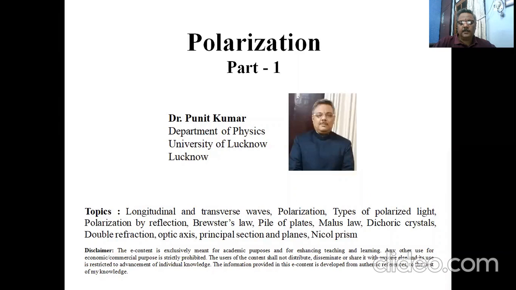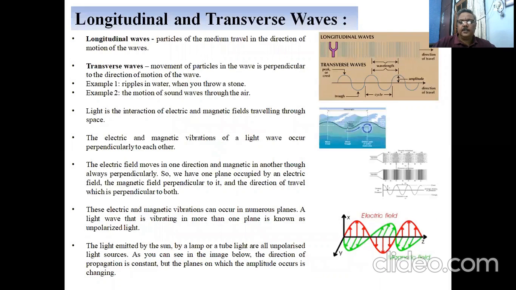polarization, its definition, types of polarized light, polarization by reflection and other means, Brewster's law, pile of plates, Malus law, dichroic crystal, double refraction, optic axis, principal section and planes, and Nicol prism, and different versions of Nicol prism also. So we start with the definition of longitudinal and transverse waves.